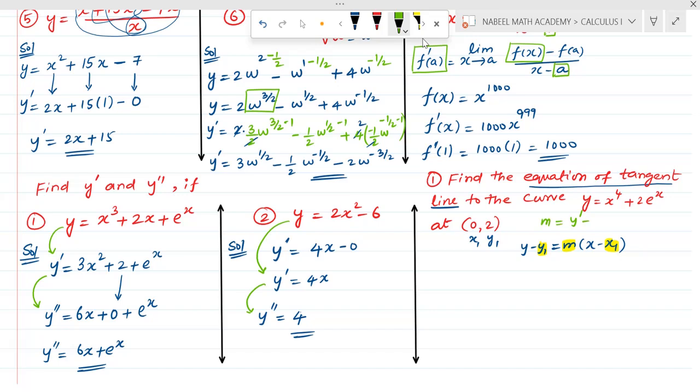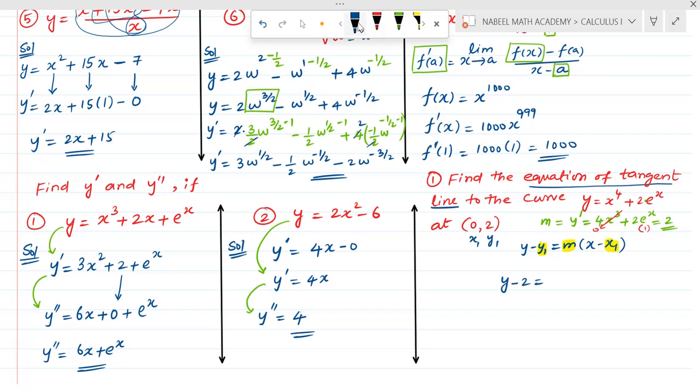So what is m here? It is 4x to the power 3 plus 2e to the power x. The 2 is a constant, so it is a product. Now I have to substitute 0 in place of x, so the first part becomes 0, and e to the power 0 becomes 1, so this becomes 1, and the answer will be 2. So I just substitute the value here.